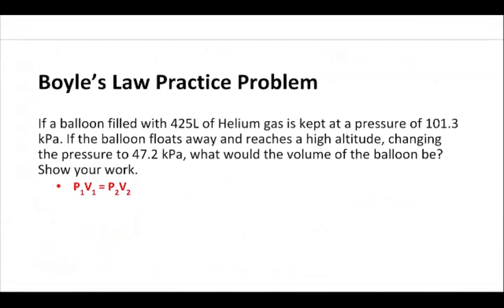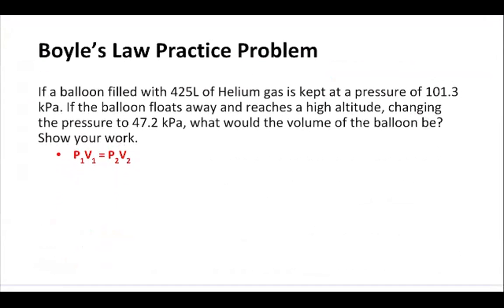Half the challenge of these is just identifying the variables. You have this same practice problem in your Google Canvas quiz. So if a balloon is filled with 425 liters of helium gas, I'm going to call that V1. Everyone see that's our first volume. It's kept at a pressure of 101.3 kilopascals. I'm going to call that P1. That's the first volume and first pressure that we're given.